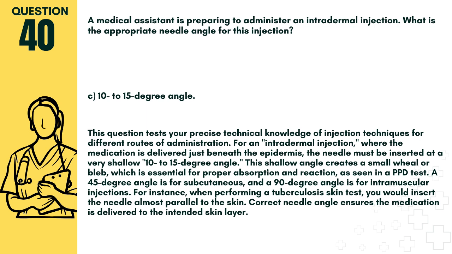This question tests your precise technical knowledge of injection techniques for different routes of administration. For an intradermal injection, where the medication is delivered just beneath the epidermis, the needle must be inserted at a very shallow 10 to 15 degree angle. This shallow angle creates a small wheal or bleb, which is essential for proper absorption and reaction, as seen in a PPD test. A 45-degree angle is for subcutaneous, and a 90-degree angle is for intramuscular injections.